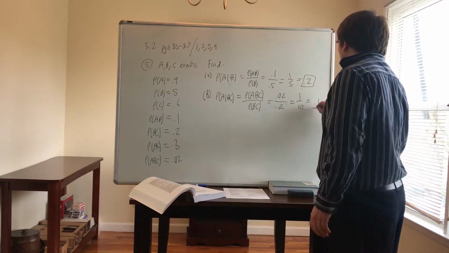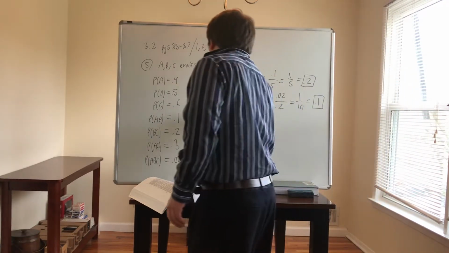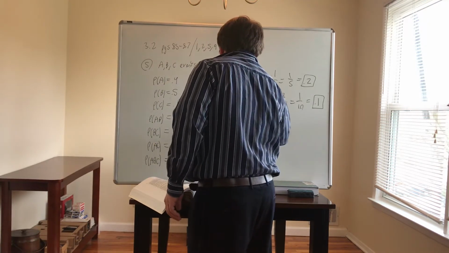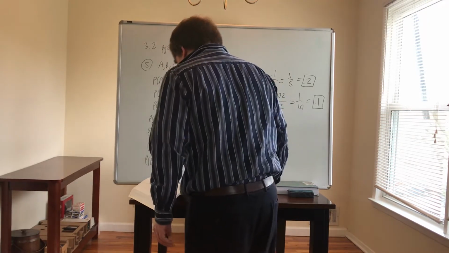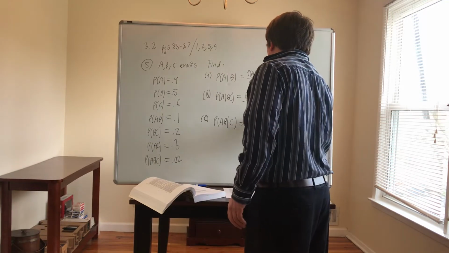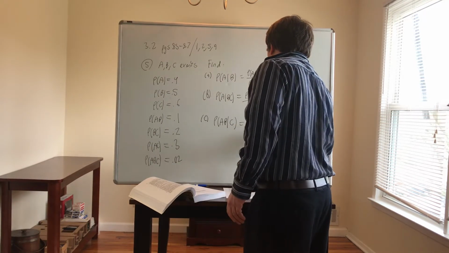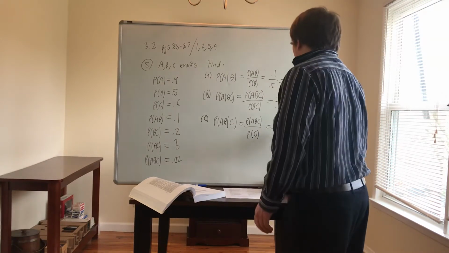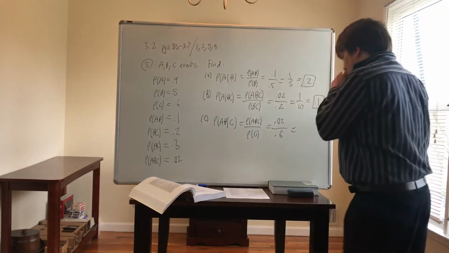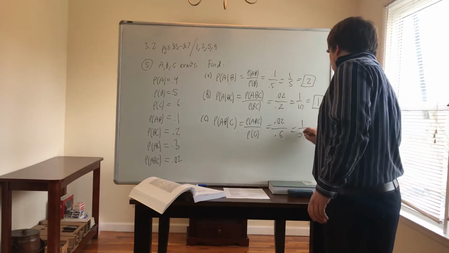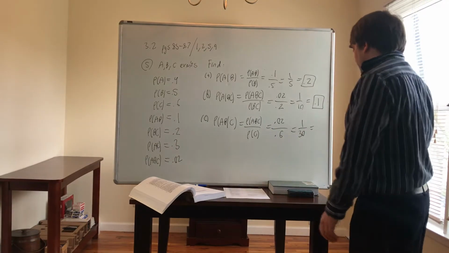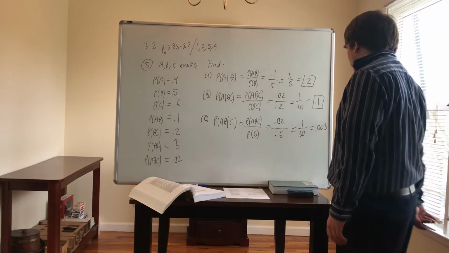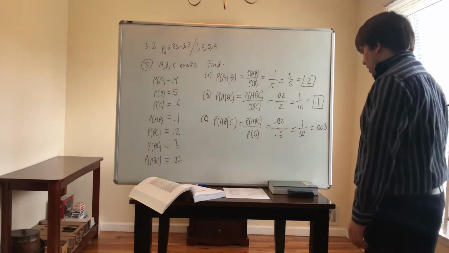And that's equal to 0.1. Part C, the probability of AB given C is equal to the probability of ABC over the probability of C, which is, probability of ABC is 0.02 divided by the probability of C, which is 0.6. And so that's equal to 1/30. And so that's equal to 0.03, about the nearest thousandth.